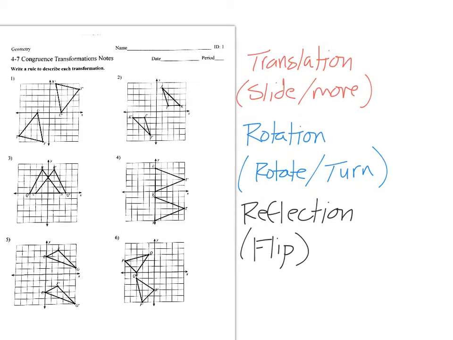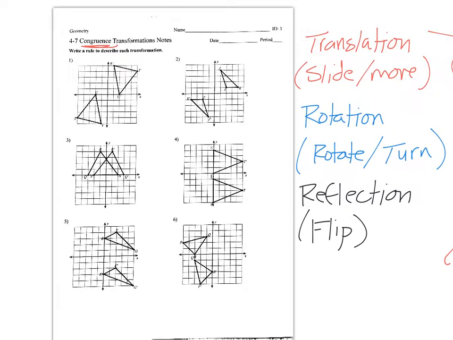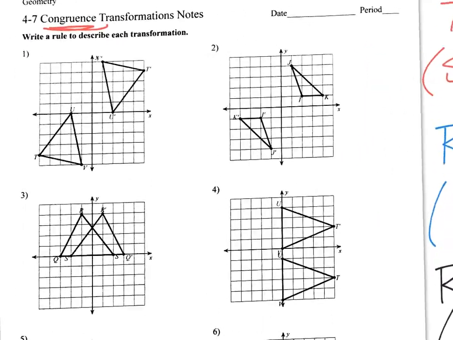There's another one too that we'll learn later on that is called a dilation, but it is not a congruence transformation. When we say that it's a congruence transformation, what we're saying is it maintains its shape and size. Everything stays congruent, so the shape stays the same. It's just in a different orientation of some sort. So all we're going to do is look at the picture and decide what type of congruence transformation has been done here.